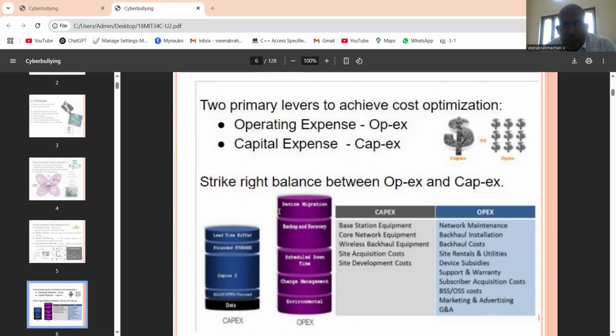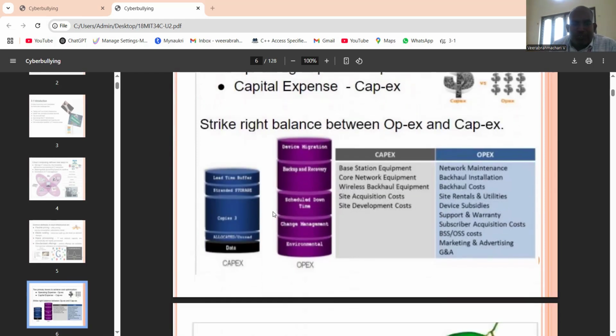Next, OPEX, meaning operating expense, covers network maintenance, backhaul installation, backhaul costs, site rentals and utilities, device subsidies, support and warranty, subscriber acquisition cost, BSS and OSS cost, and marketing and advertising, which are used for operating expense and capital expense.